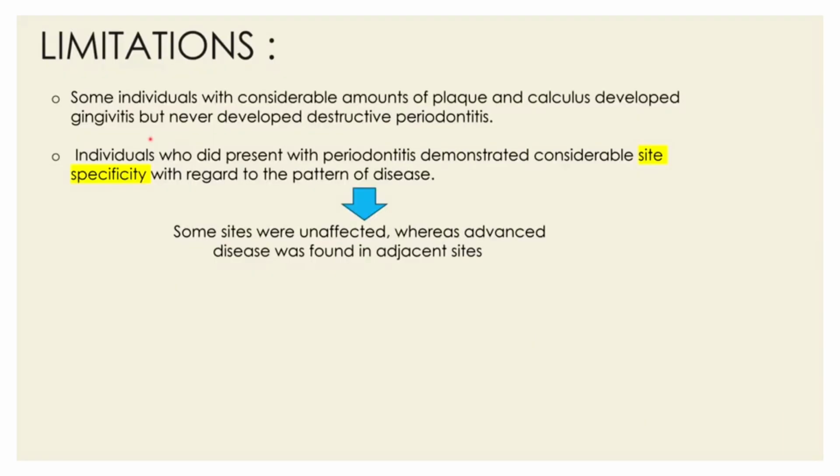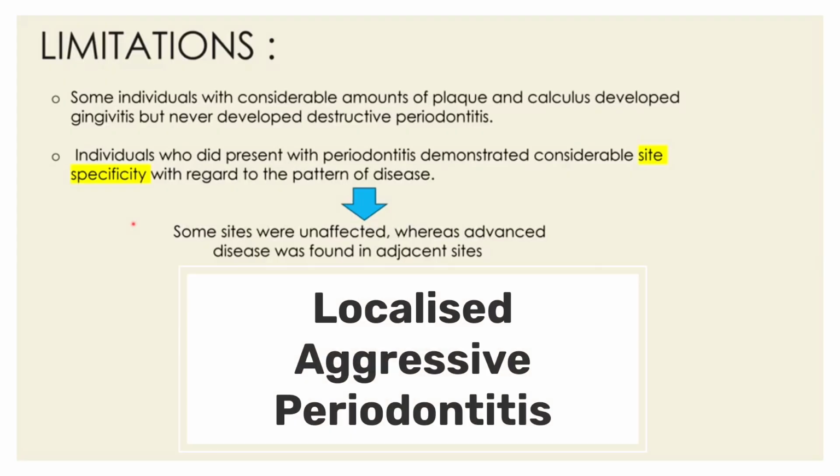What are the limitations of the non-specific plaque hypothesis? Some individuals with considerable amounts of plaque and calculus develop gingivitis but never develop destructive periodontitis. Even when the plaque quantity is high, some develop gingivitis that does not progress into periodontitis. The next is site specificity of plaque. In certain diseases like aggressive periodontitis, there is less calculus but there is excessive destruction. There is also site specificity in localized aggressive periodontitis, where only molars and incisors are affected.